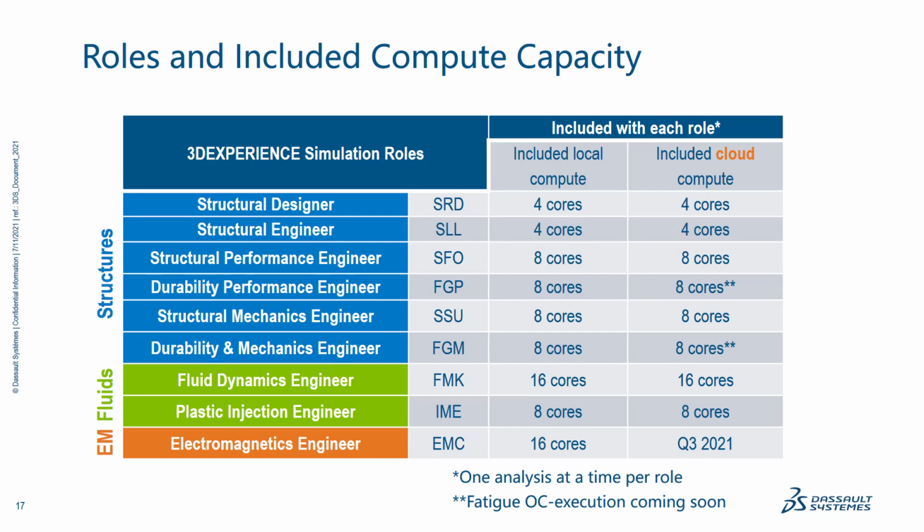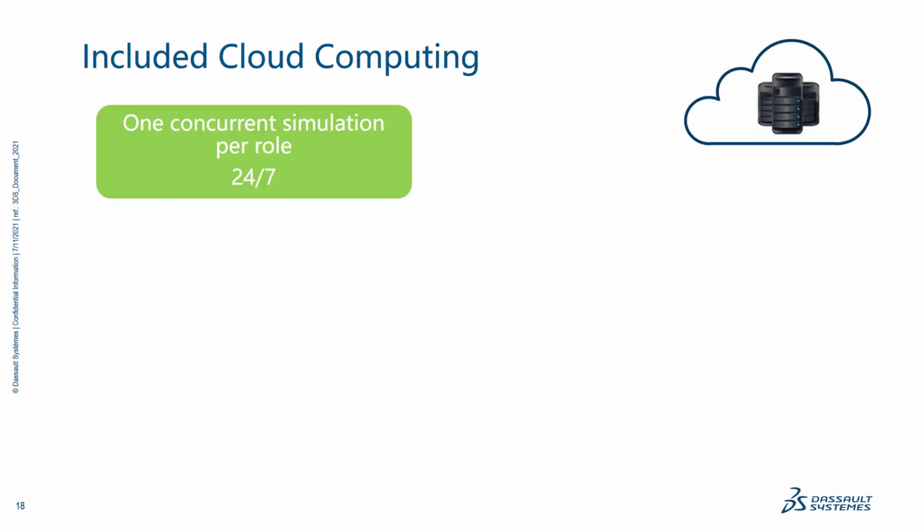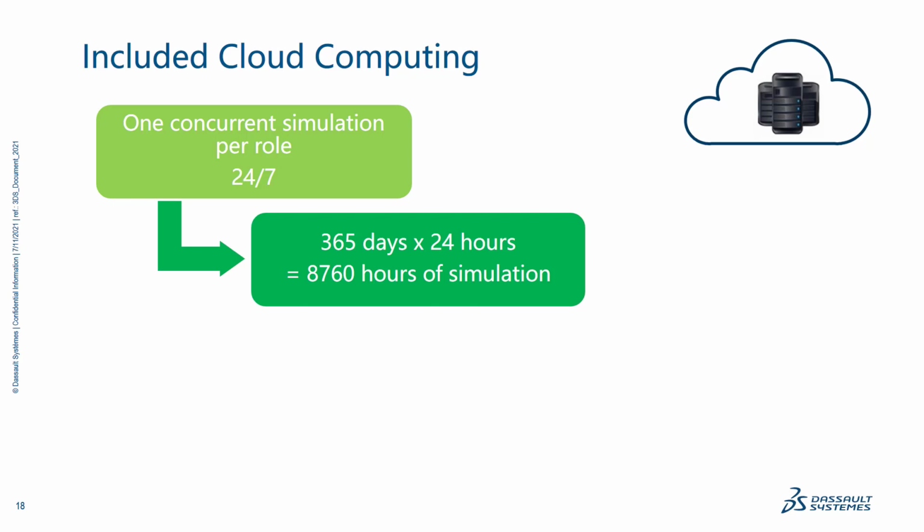Okay, since there is a lot of information on that slide, let's make it more clear on the next slide what that means. So what we are providing with these roles is to run one simulation at a time, either locally or in our cloud, without any additional cost. So that means you can run a simulation around the clock, so 24/7 in the cloud. And of course, for a whole year, that means you can run 8,760 hours of simulation in the cloud without paying any additional fee.